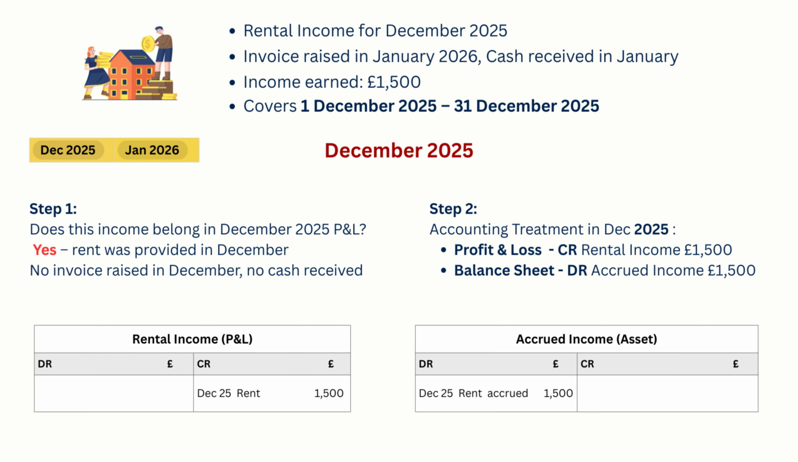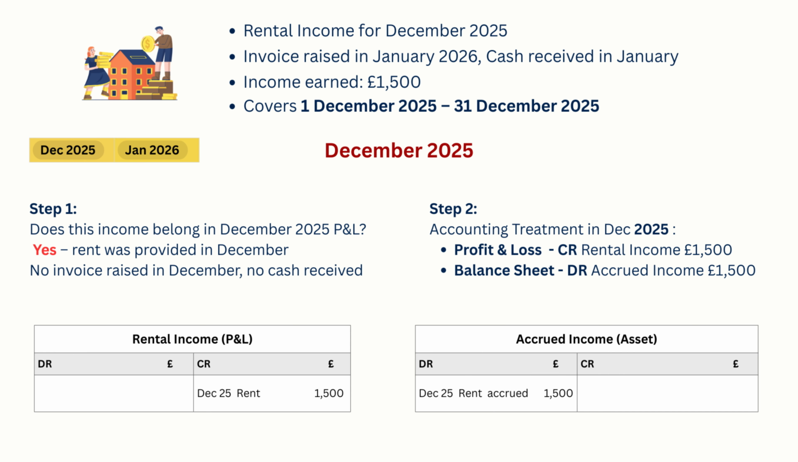We have rental income for December 2025. The rent relates to December. The invoice is raised in January 2026. The cash is also received in January 2026. The amount is £1,500. So the question we must ask is, which accounting period does this income belong to?